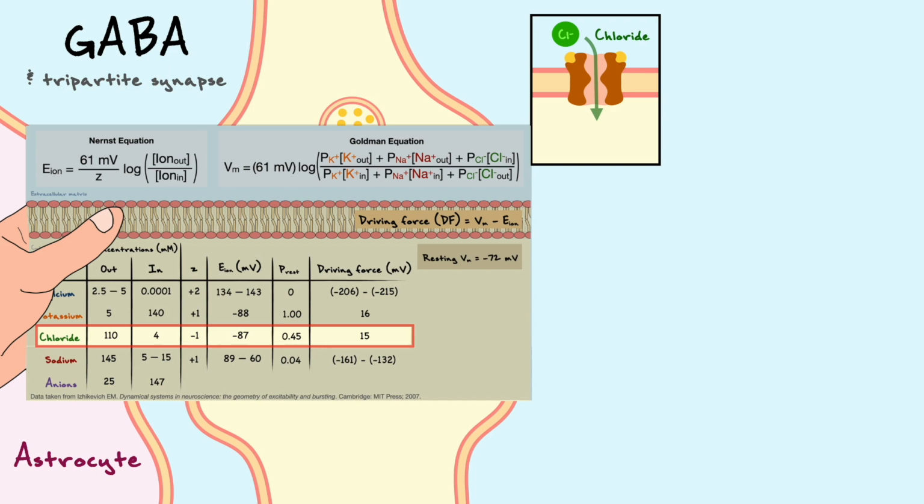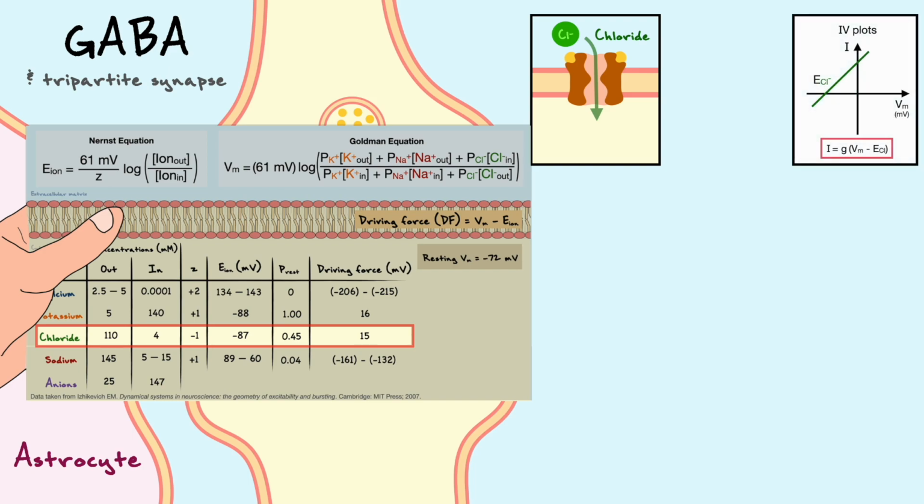To visualize the equilibrium potential value better, we can plot the IV curve of chloride. From the conventions that we have established, remember that positive current is called outward and is hyperpolarizing, whereas negative current is called inward and represents depolarizations. Hence, at resting voltages above negative 87 millivolts, the produced current is hyperpolarizing, and below negative 87 millivolts, the current is depolarizing.